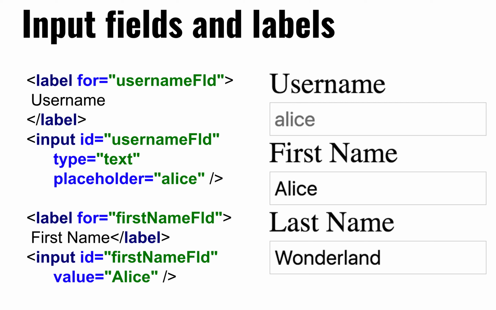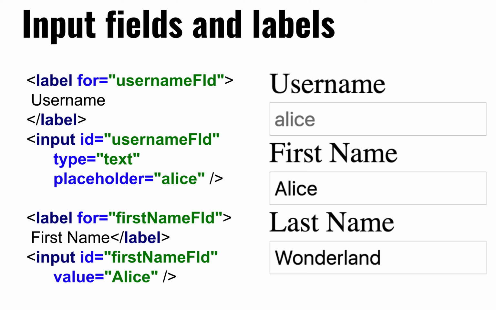Notice that one of the behaviors that IDs allow you to have is that you can declare labels. See those labels at the top? Those labels have a for attribute there. See that for? For is referencing the username field down below. So that adds some really interesting behavior.